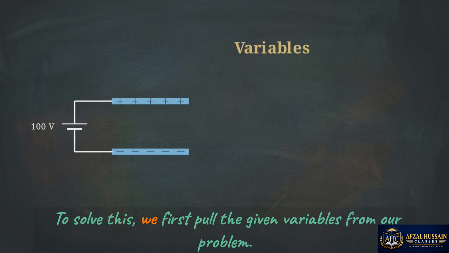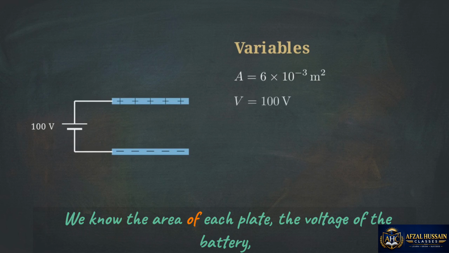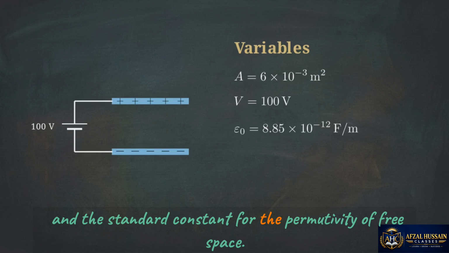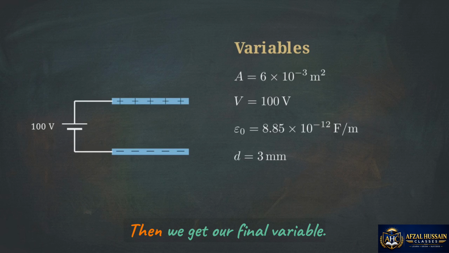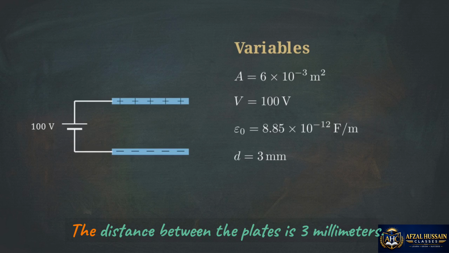To solve this, we first pull the given variables from our problem. We know the area of each plate, the voltage of the battery, and the standard constant for the permittivity of free space. Then we get our final variable. The distance between the plates is 3 millimeters.